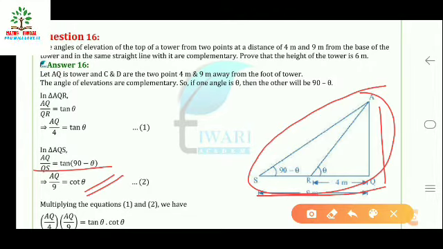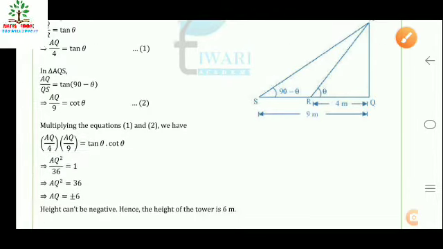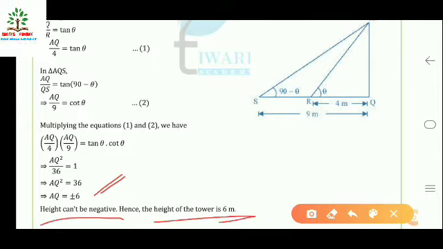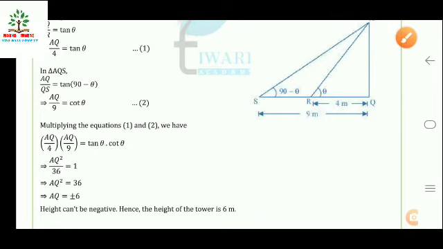Now multiplying both the equations, we get AQ over 4 into AQ over 9 is equal to tan theta into cot theta. On solving this, we get AQ is equal to plus minus 6. Now it is clear that height cannot be negative, so the height of the tower is 6 meter. Hence we have proved this. In this way you can solve the questions.